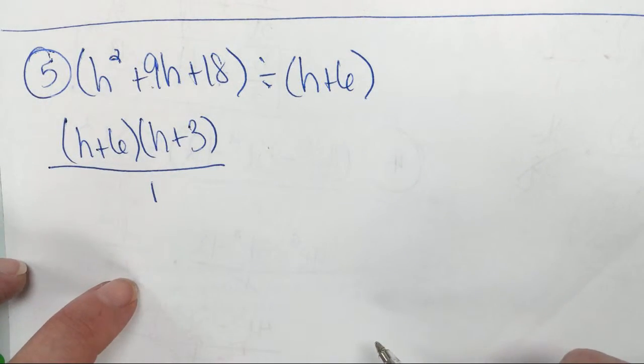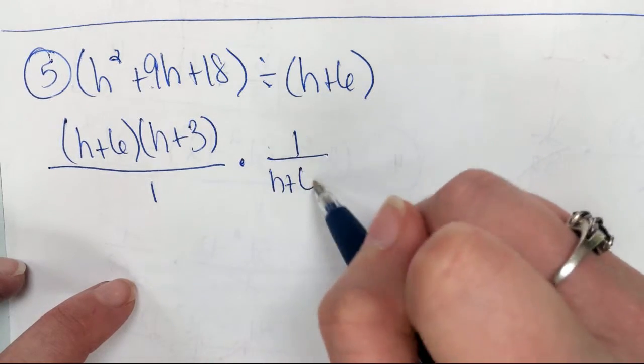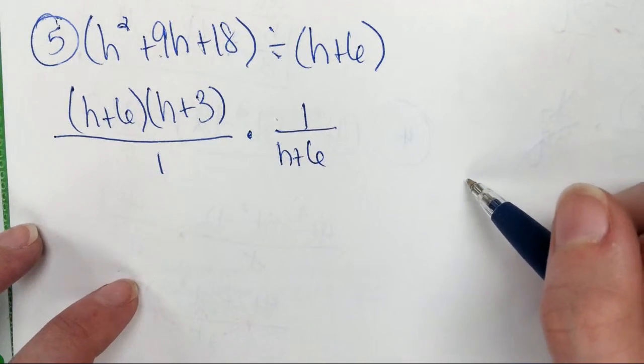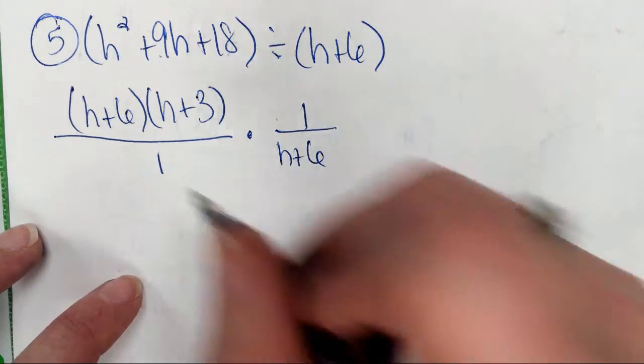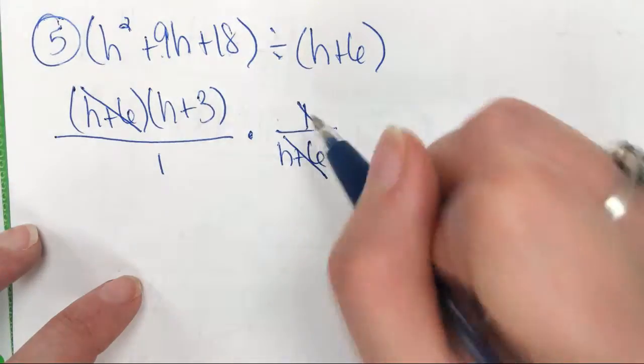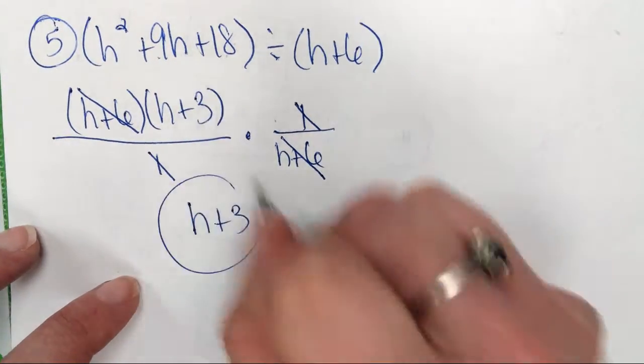Alright, so I'll put it over 1. And then keep, change, flip, right? H is plus, there you go, H plus 6 cancels. And the 1's cancel. H plus 3, yep. There you go.